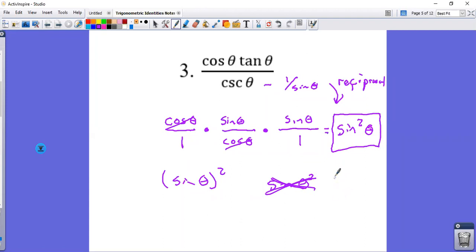That's the answer. Sine squared theta. So if you have 2 of them being multiplied, just write it as squared. 3 of them would be sine cubed theta, as long as it gets down to just 1 trig word. So the tricky part is making sure whatever's in the denominator, change it to a fraction, and then do the reciprocal of that fraction. Flip it over.